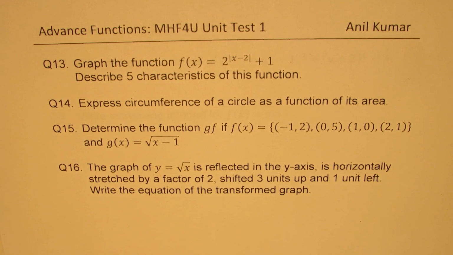Question 15. Determine the function g of f if f of x equals minus 1, 2, 0, 5, 1, 0, 2, 1. So 4 points are given on f of x, and g of x is square root of x minus 1. Question 16. The graph of y equals square root of x is reflected on the y-axis, is horizontally stretched by a factor of 2, shifted 3 units up and 1 unit left. Write the equation of the transformed graph.